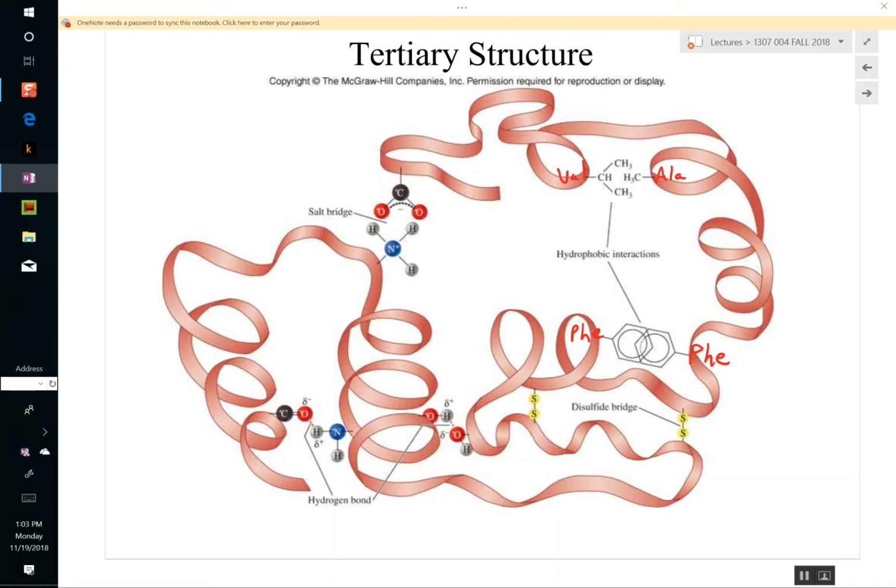So that's getting stronger. Hydrogen bonding here, like this, hydrogen bonds. Salt bridge. Now this could be a lysine. Now these were two on your homework. Lysine, and this would be glutamic acid.